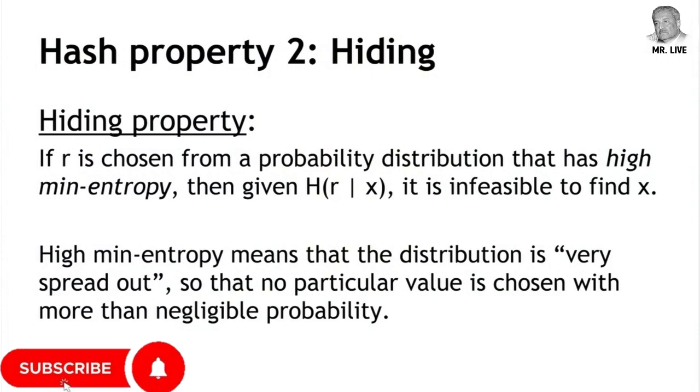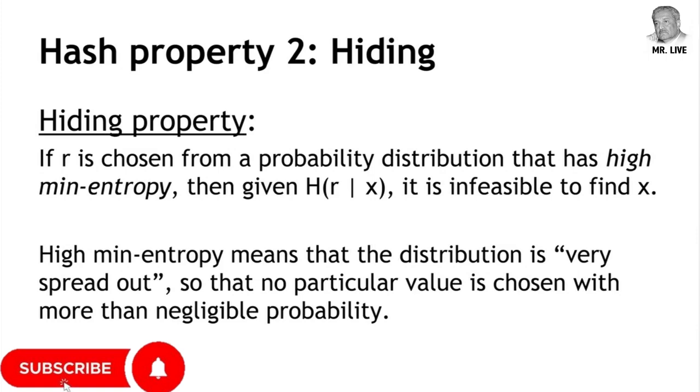And the way we're going to fix this problem with the common value x, like heads and tails, is we're going to take the x and we're going to put next to it, we're going to concatenate with it a value r, which is chosen from a distribution that's really spread out. And so this h of r concatenated with x, that means take all the bits of r and put after them all the bits of x. And so what we're going to say is, given the hash of r together with x, that it's infeasible to find x, and that this will be true in the formally stated property that if r is a random value chosen from a distribution that has high min entropy, then given the hash of r concatenated with x, it's infeasible to find x.